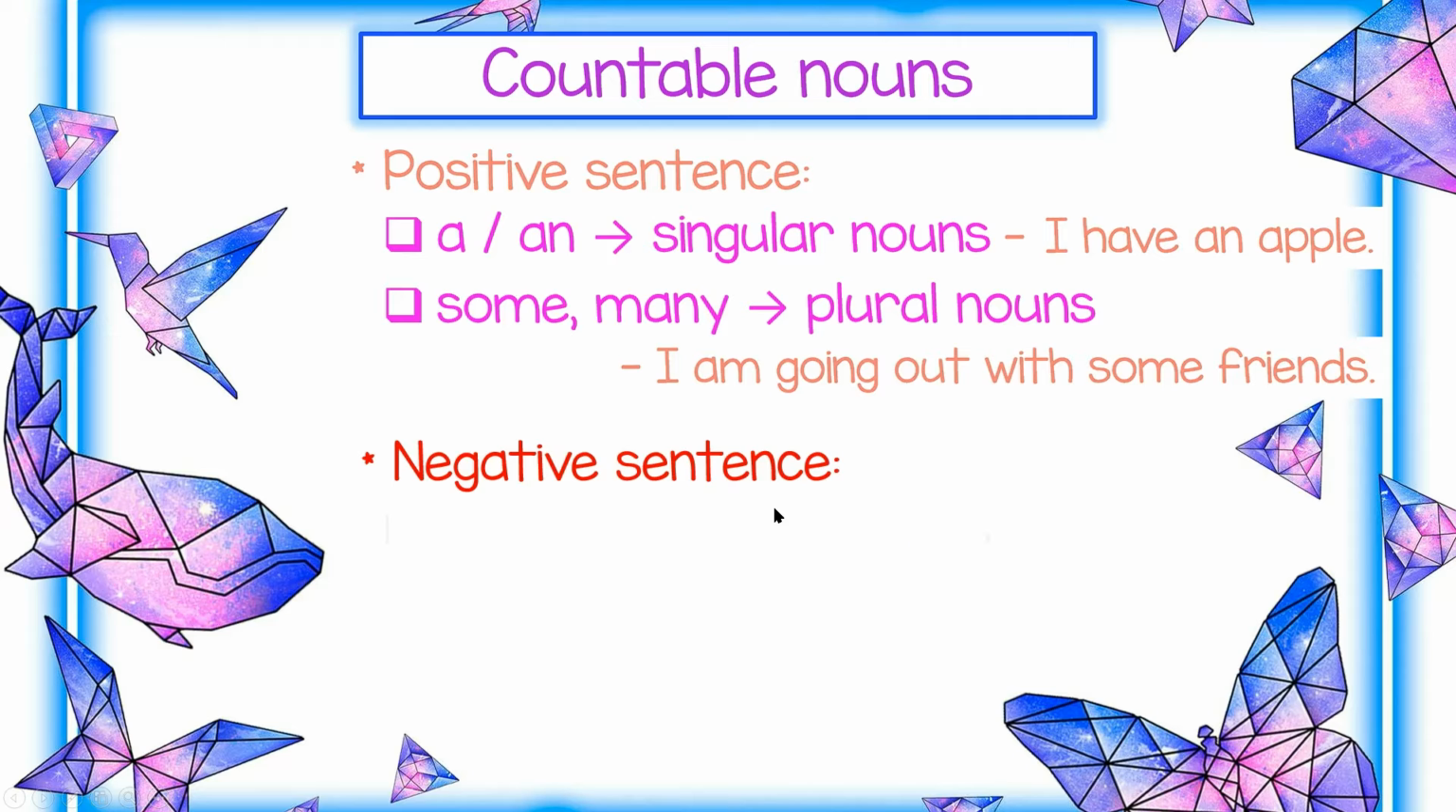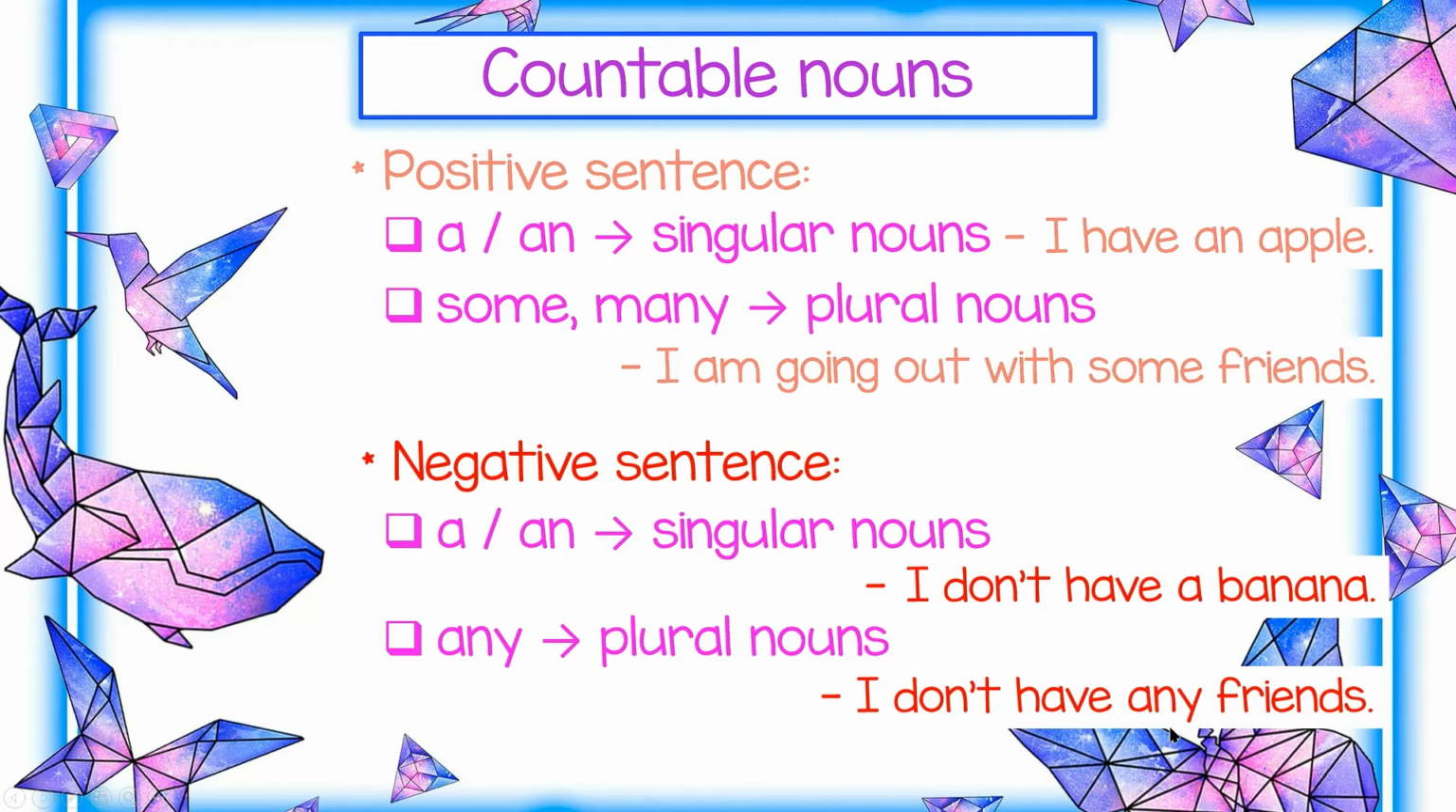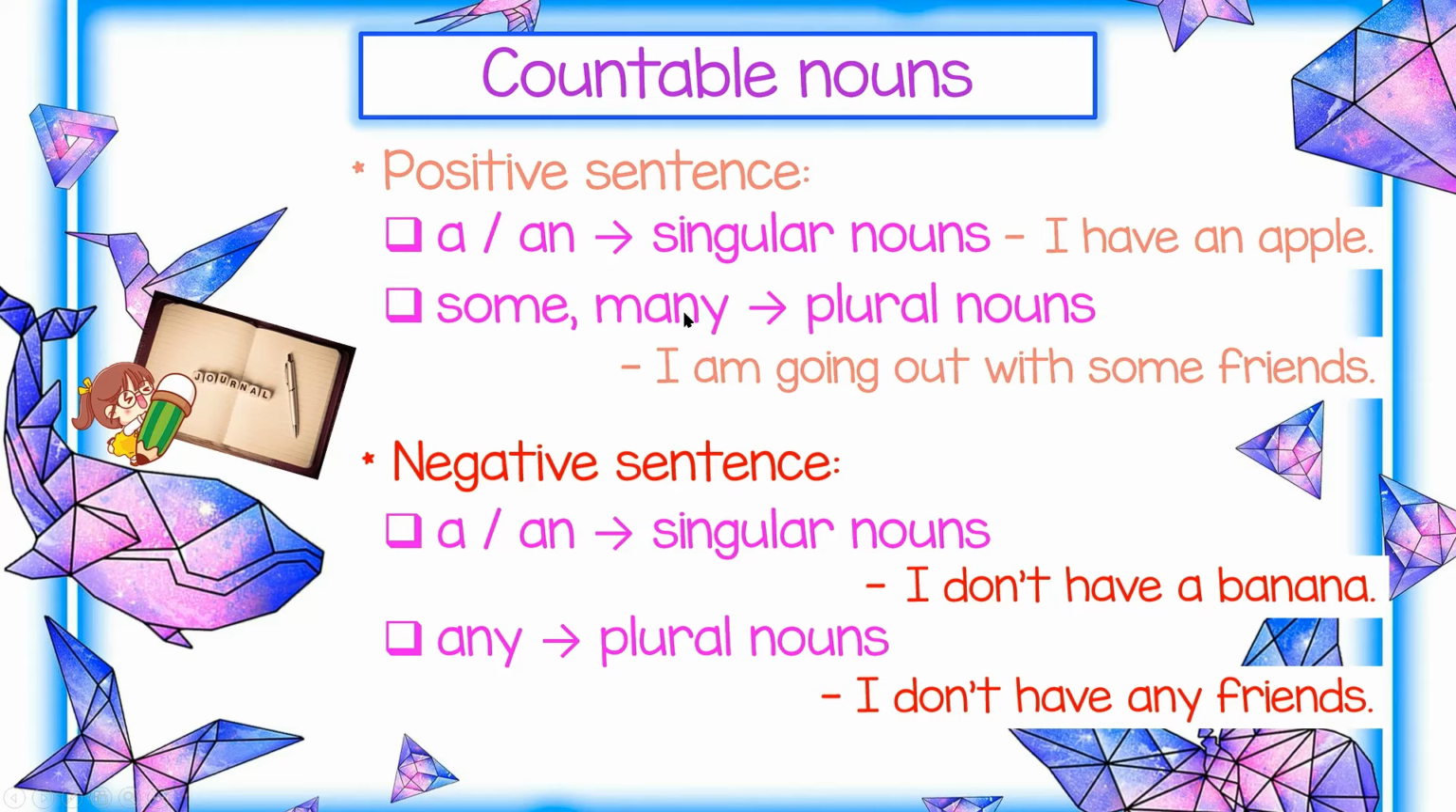In negative sentences, we use a for singular nouns. For example, I don't have a banana. And we use any for plural nouns. For example, I don't have any friends. Remember, countable nouns, because we can count them, have a plural form. Now copy these notes into your English notebook. Pause the video till you are done.